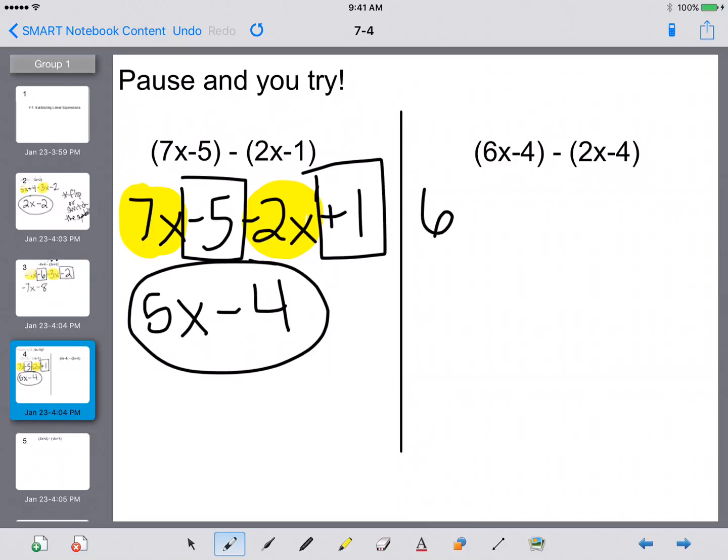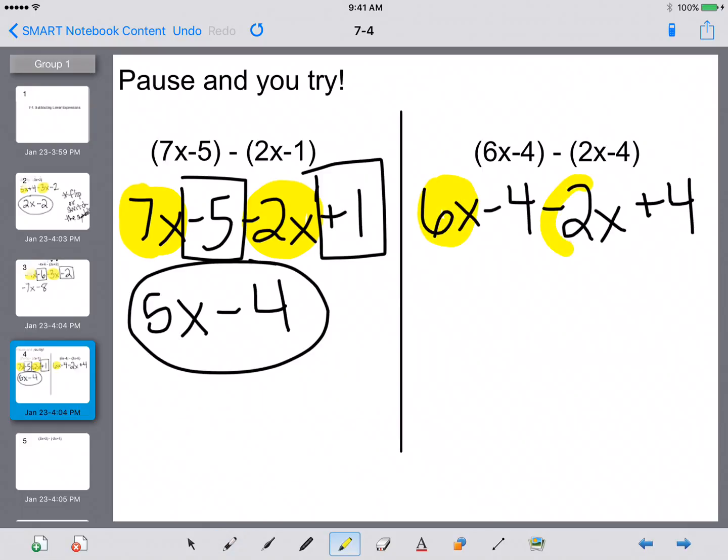Over here, 6x minus 4 minus 2x minus 4. So what happens is our 6x minus 4 stays. This subtraction sign makes us flip the symbols on the next half, so it becomes minus 2x, and the minus 4 becomes plus 4. Find our like terms, so 6x and minus 2x, and minus 4 and plus 4. Make sure you are including that symbol that's in front of the number. It's very, very important that you do that.